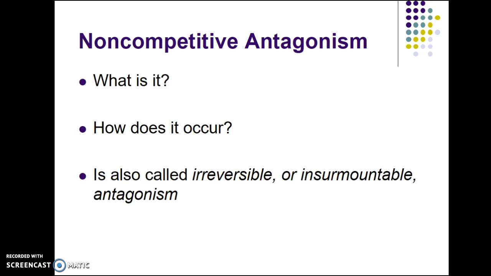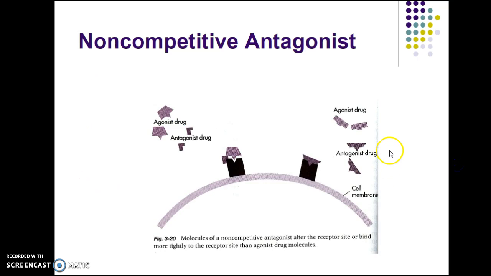So non-competitive antagonism is a slightly different take on this. It's when we have an antagonist that has a great affinity for the receptor and occupies it. It may change the shape of the receptor. It may change the availability of the agonist drug to sit on that receptor. And it appears as though it is a permanent type of reversal agent, so it's called irreversible or insurmountable antagonism. It just has to do with that drug having a great affinity for the receptor.